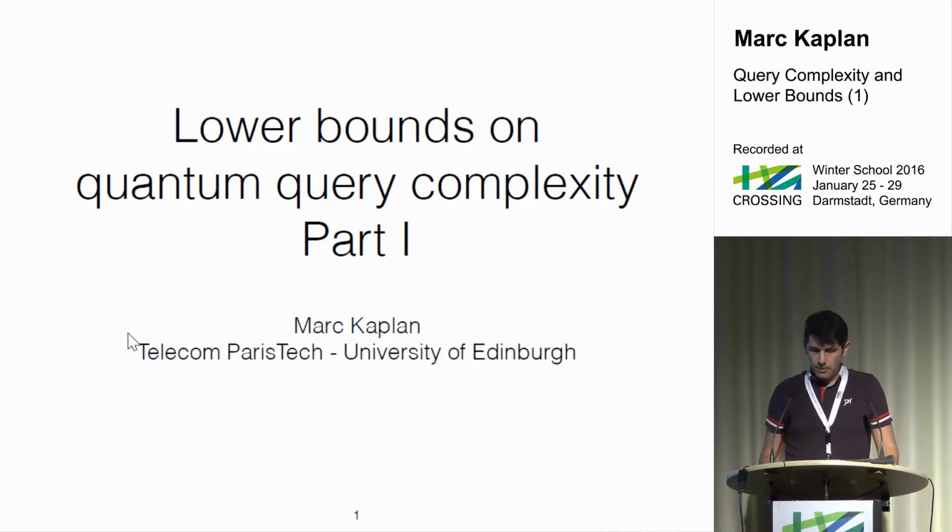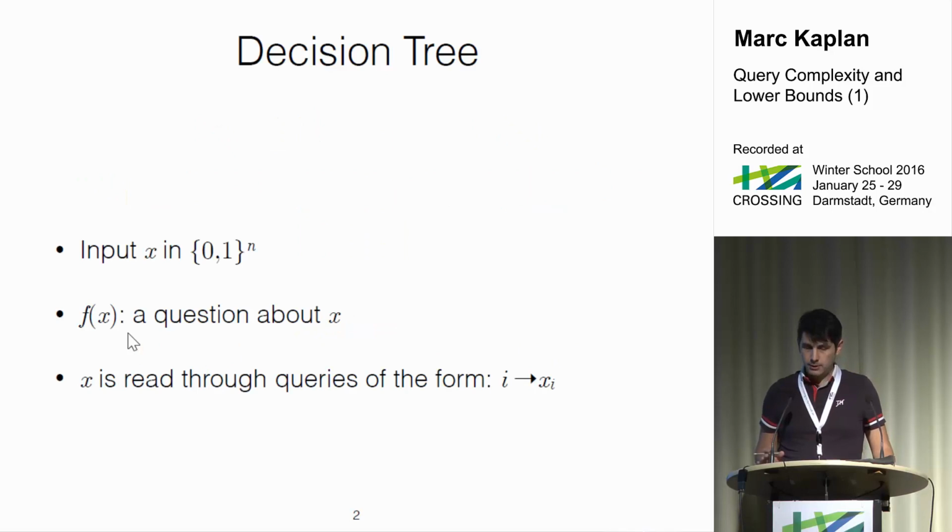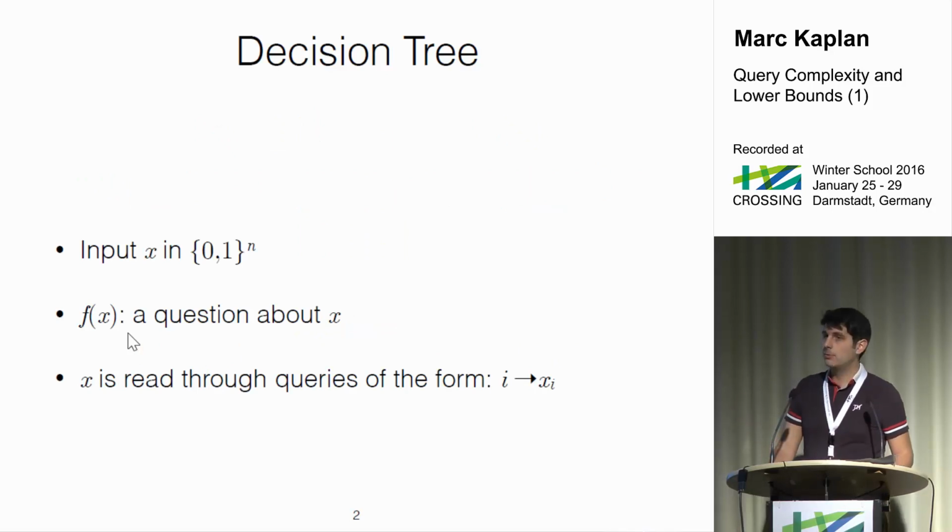Alright, so before talking about quantum query complexity, let me tell you about the classical model that was introduced before. And the classical object that corresponds here is a decision tree. So it's a very simple situation in which we're given an input x, and we are asked a question about x. And eventually in this talk, it will mainly be a Boolean question about x. So the answer is 0 or 1.